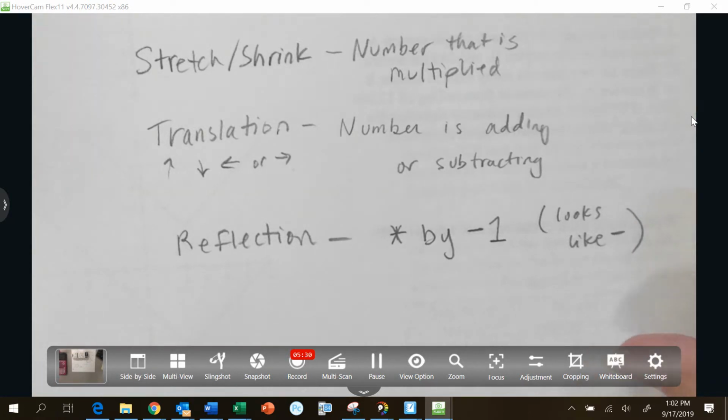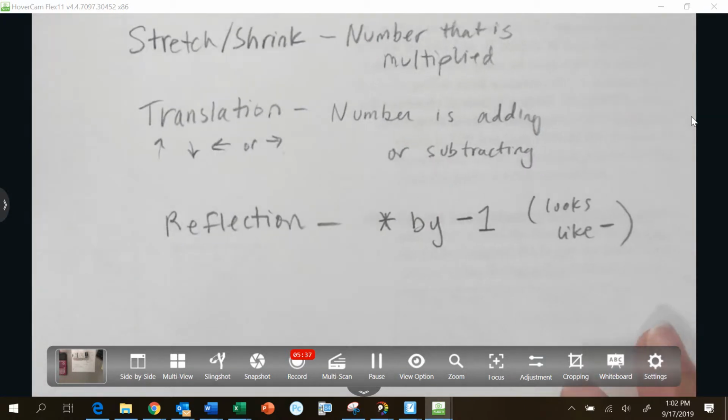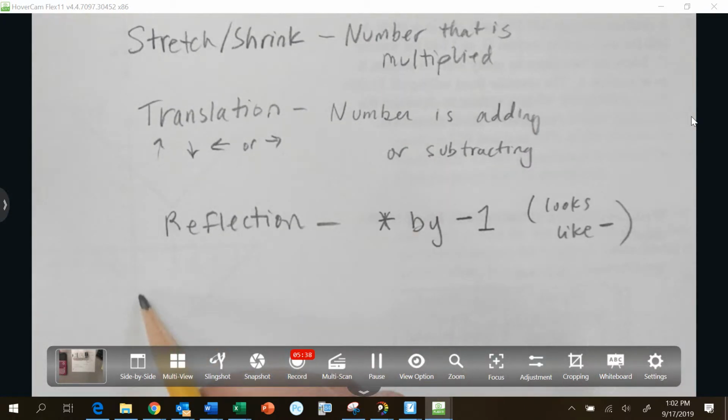And then from there, you have to also determine if it's vertical or horizontal. If anything horizontal pops up, what do we have to remember special about horizontal? It's inside, the opposite operation. It is the opposite operation.